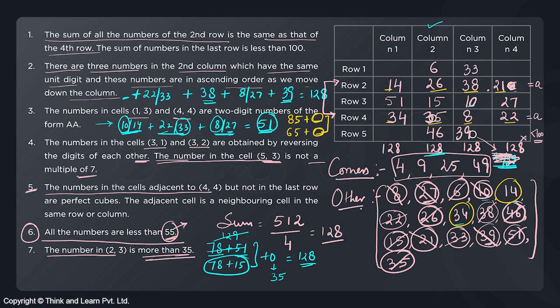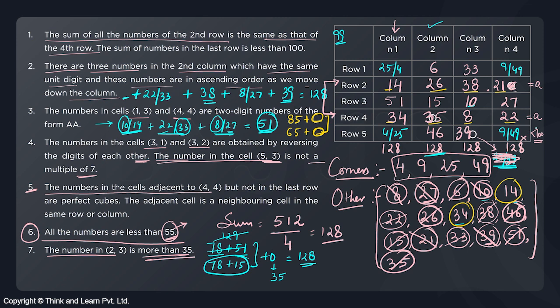How do we figure out the corners? Now look at the sum of column 1. What is the sum of column 1? Column 1 is 14 plus 51, which is 65. 65 plus 34 is 99. So I need a 29 from these two. So one of them will be 25 and the other one will be 4. Similarly, from here, one of them would be 9 and the other one would be 49.